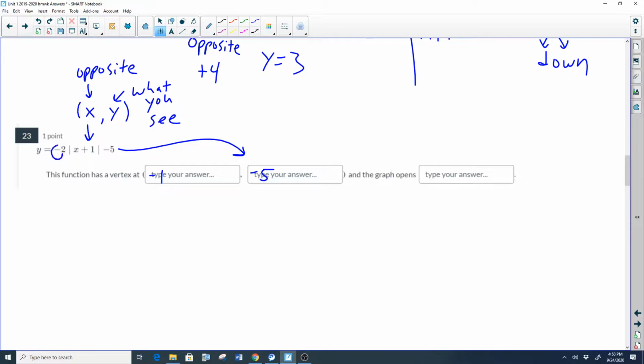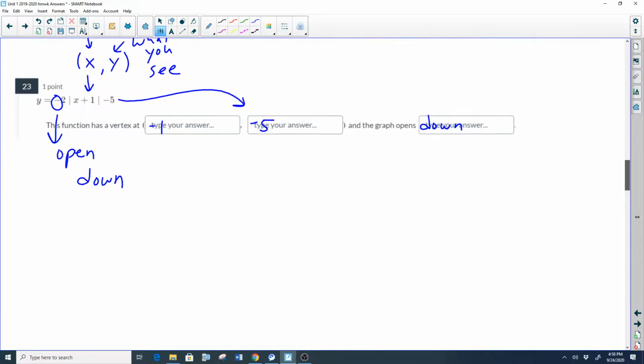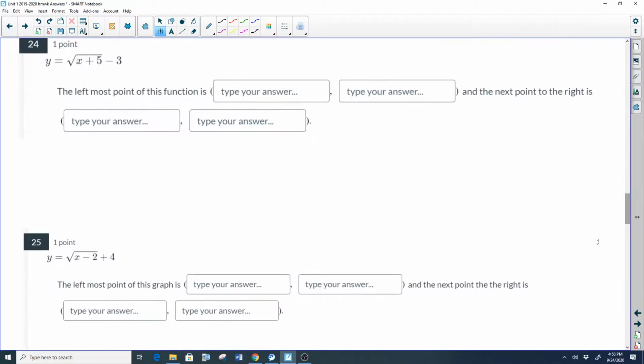And because of the negative, it's going to open downward, right? Open downwards, just put down. Opens down. Opens up, opens down. Nice. Okay, next one. Ooh, the leftmost point of this function.